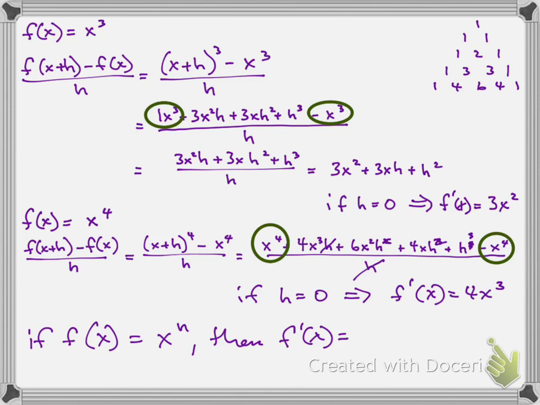What would x to the fifth be? 5x to the fourth. X to the sixth would be 6x to the fifth. So what's x to the n going to be? N times x to the n minus 1.